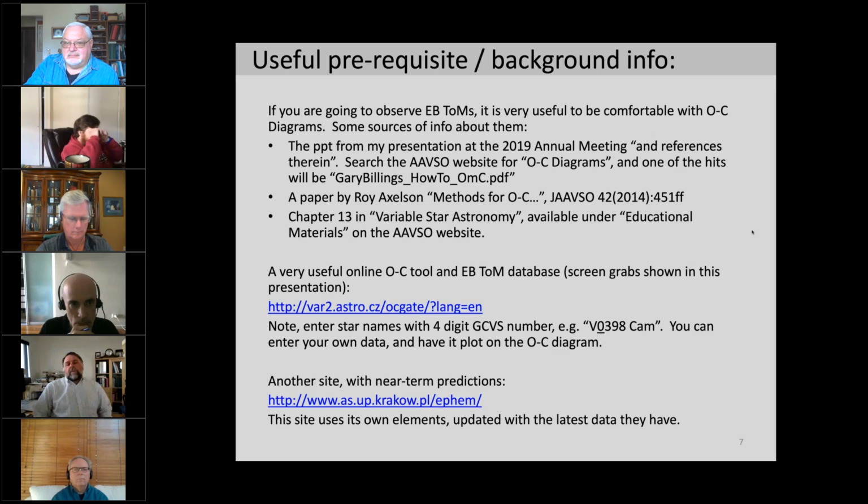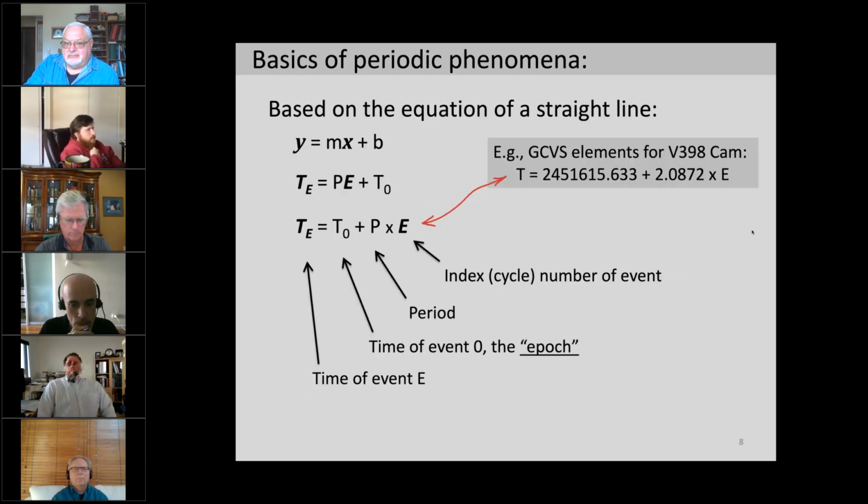Really the only point I want to make here is the way that we predict eclipses. A sample equation is in that gray box, the GCVS elements for V398 CAM, where the time of an eclipse is given by a big long number that is the Julian date of an eclipse that we're calling the primary eclipse at cycle 0. We call that the epoch. So the time of some eclipse is given by the epoch plus the period times the number of cycles since that epoch. So to get an eclipse prediction for tonight, you have to find the right cycle number, and you can do that by trial and error or a little bit of math.